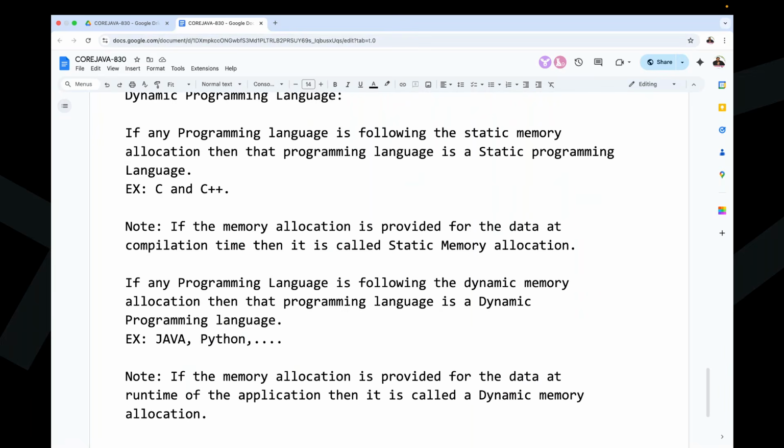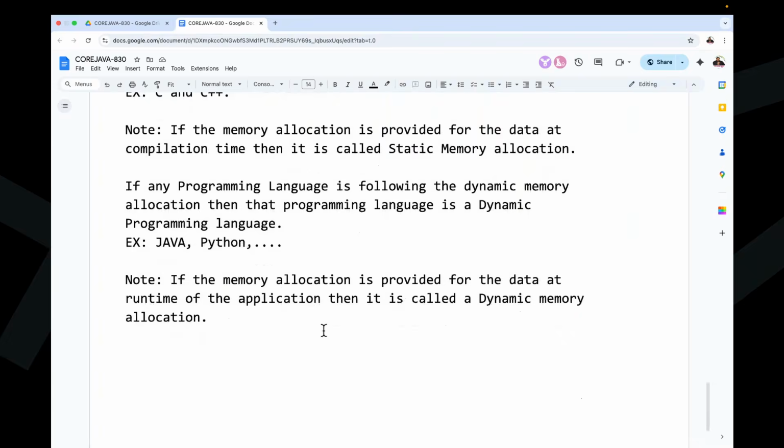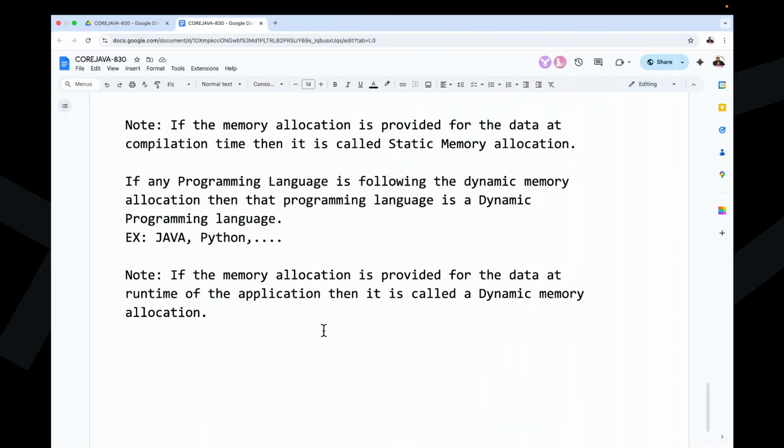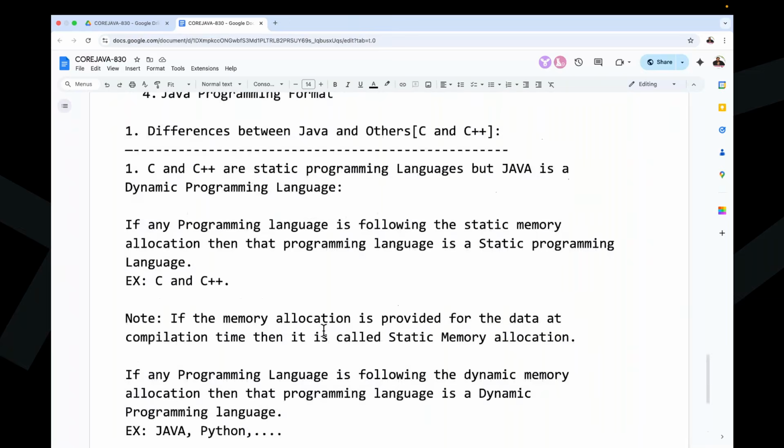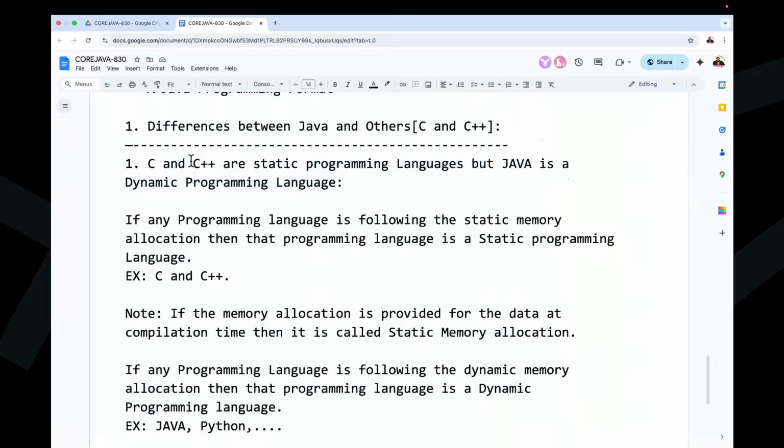Okay, because of that reason, nowadays every programming language at present, the latest programming languages, the new programming languages are following dynamic memory management only. Right, sir, it's okay. In static memory, there is a chance of wasting the memory, but in the case of dynamic memory, there is a chance of utilizing the memory effectively. Guys, now the first point is completed, sir. Differences between Java and others. In that, C and C++ programming languages are static programming languages, but Java is a dynamic programming language. This total content is completed.